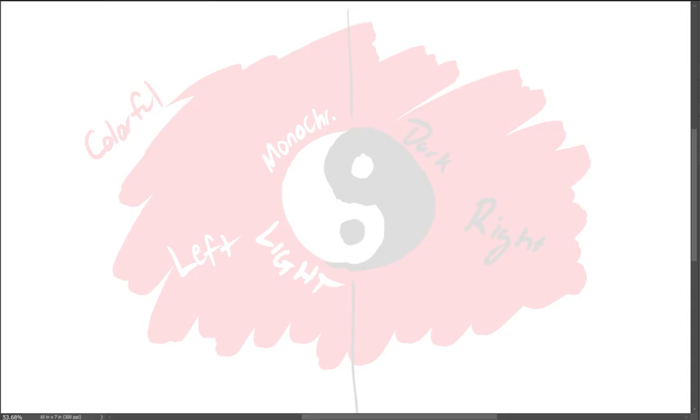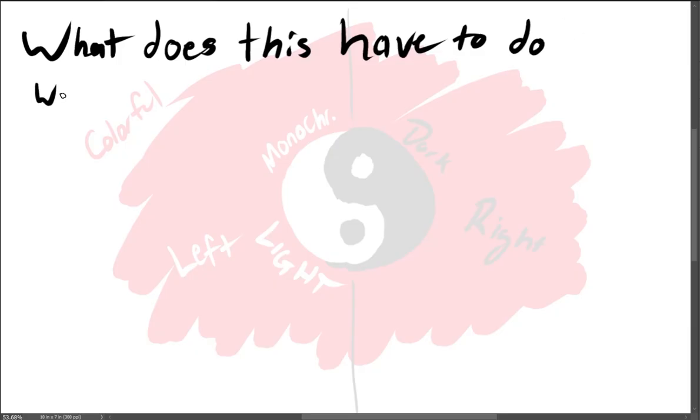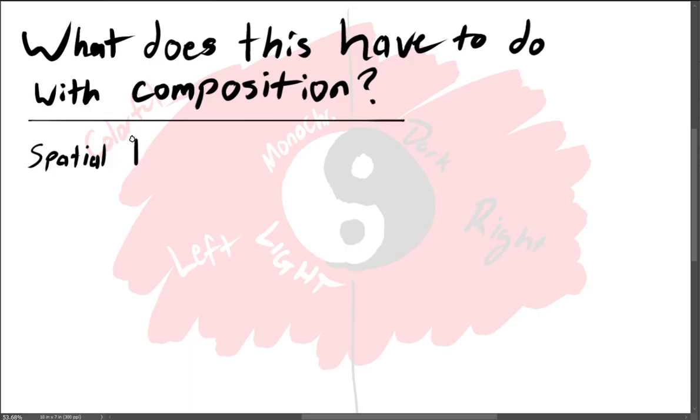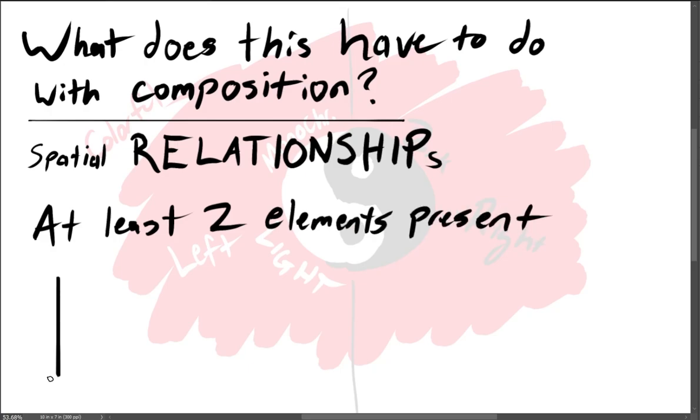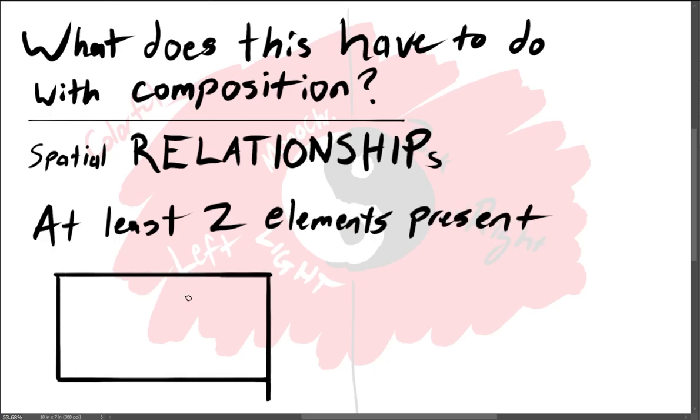Now you might be asking yourself right now, because I'm definitely asking myself, what does this have to do with composition? And the reason that I came up with was spatial relationships always have at least two or more elements present. So to give an example of this, let's just draw a quick box, draw in two circles inside of it. So already we sort of feel and see a relationship between these two. They're almost parallel to one another. They're almost on opposite sides. Maybe there's a bit of tension between them, but it's balanced.